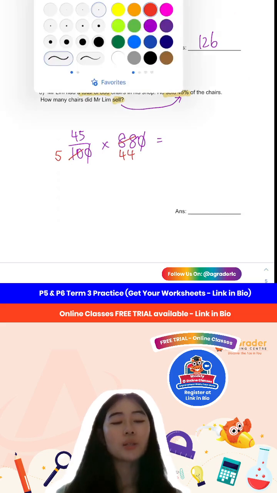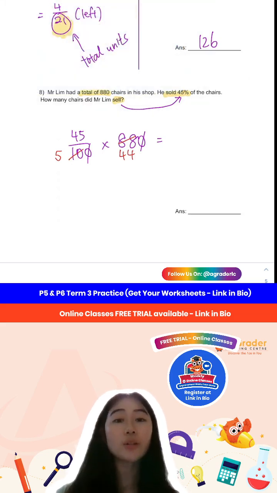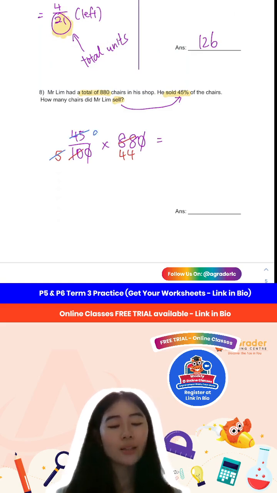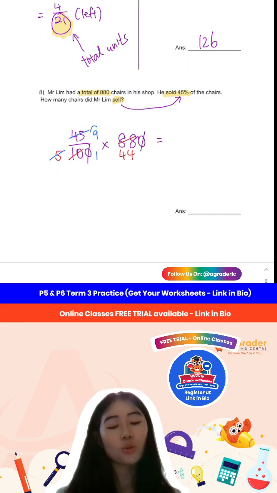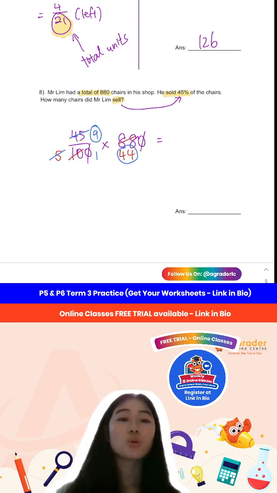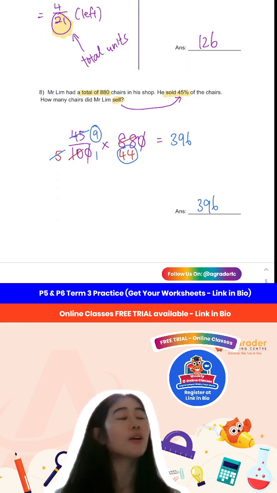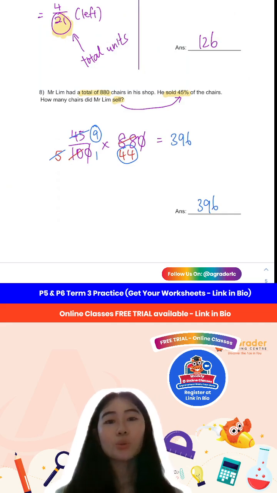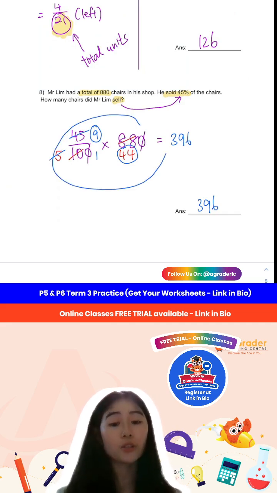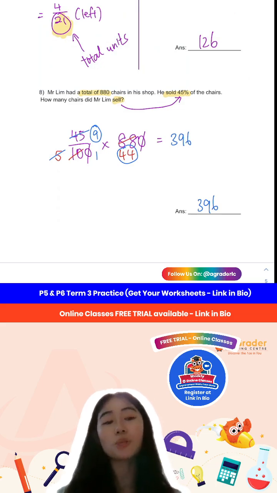After that, I noticed that I still can cancel 45 and 5. So I will end up with 9 and 1. So the last step is just to use 9 times 44. So that's how you get the answer, 396, which all of you got correct. So excellent work. Please make sure you know how to do this type of calculation. Okay, so this is known as your cross cancellation method.